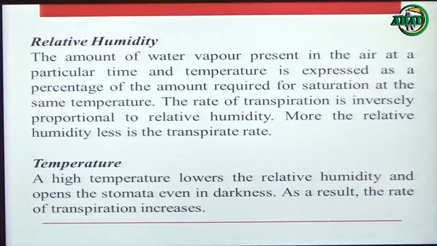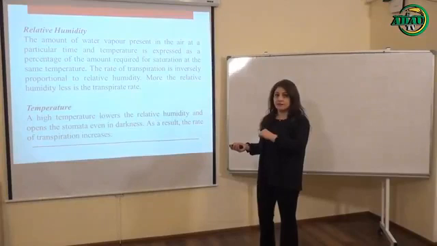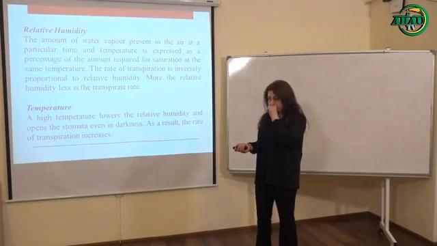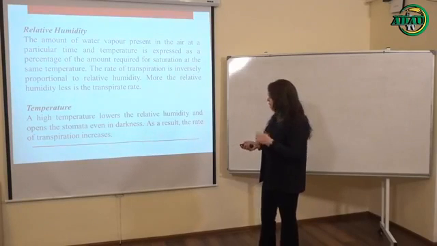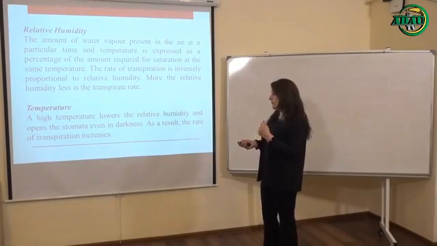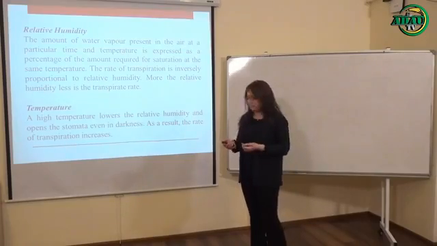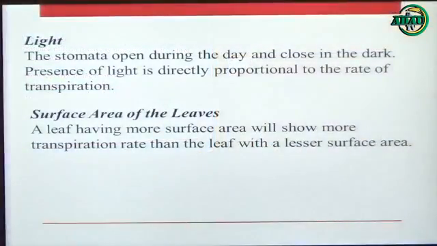And temperature also affects transpiration. A high temperature, for example, lowers the relative humidity and opens the stomata even in darkness, because stomata are open at daytime and closed at nighttime. But the temperature opens the stomata even in darkness, and as a result, the rate of transpiration increases. And light also affects the rate of transpiration; the stomata open during the day and close in dark. Presence of light is directly proportional to the rate of transpiration.